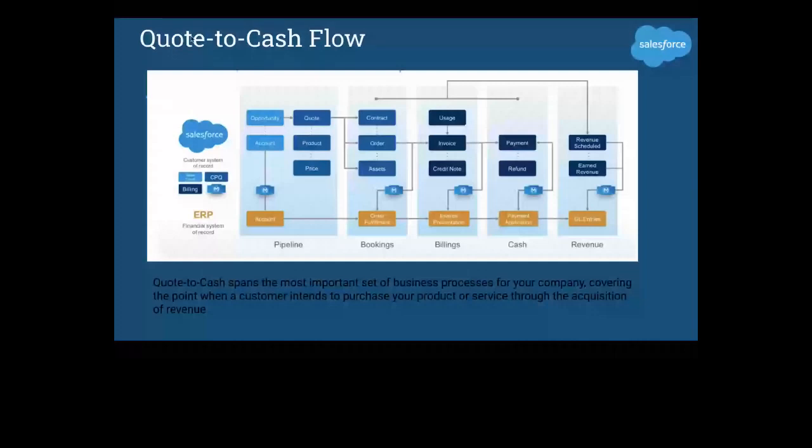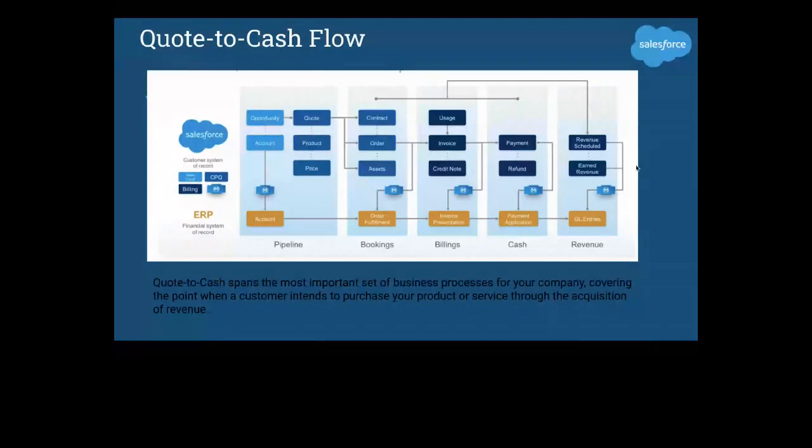What do you mean by code to cash? Code to cash is the most critical process of any business as it spans the most important set of business processes for all companies, covering the point when a customer intends to purchase your product or service through the acquisition of revenue. What does that mean in simple words? That means it goes through some particular defined set of steps to enhance the revenue, to ultimately upgrade the acquisition of revenue. How does it happen?